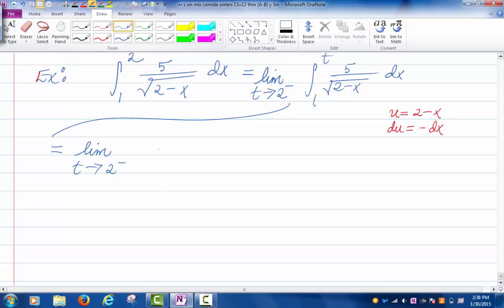If z is 20, what line do I get? I can draw that for you. 5 over root of u. You can check that. And if z is 10, I basically get negative du. Before I move on, what would be the limits of integration? If x is 1, then u is 1, right? So if x is t, u is 2 minus t. Are we okay?